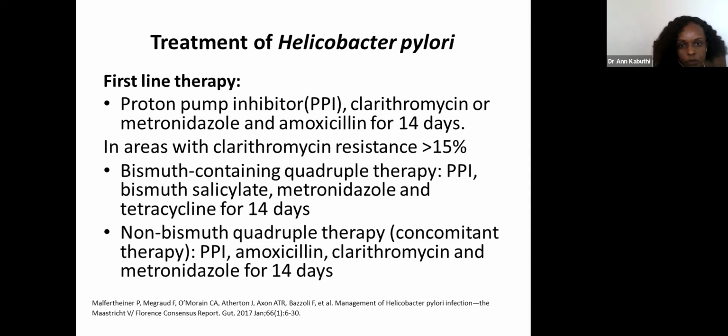Now, in areas with clarithromycin resistance of 15%, and this is as per the Maastricht 5 consensus report, bismuth-containing quadruple therapy should be used, and this contains a PPI, bismuth, metronidazole, tetracycline for a duration of 14 days. You can also use a non-bismuth quadruple therapy, which contains a proton pump inhibitor, amoxicillin, clarithromycin, and metronidazole for 14 days.